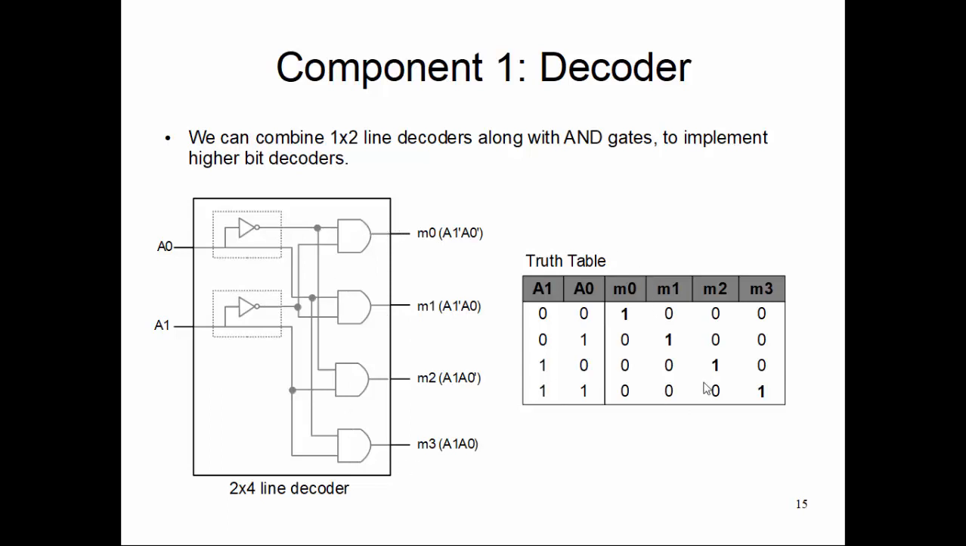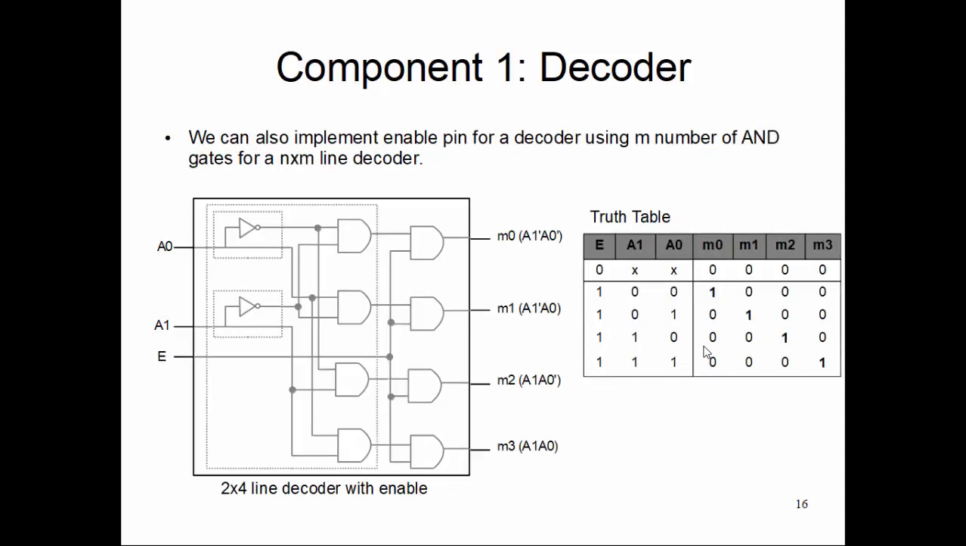Now I want a truth table with an enable. What does this enable mean? If enable is 0, whatever the value of A1 and A0, X, don't care, our output will become all zeros. It is not active anymore. That's what it digitally means, that it is not active. So enable is to activate this circuit. If E is 0, then all my decoder outputs are 0.